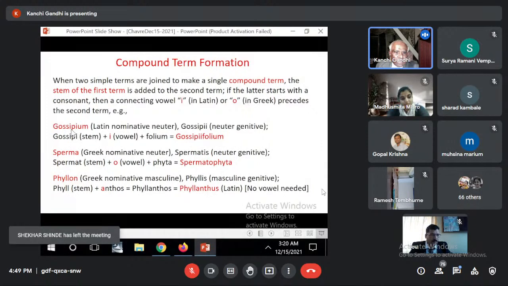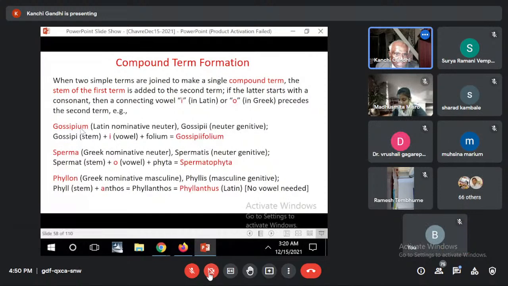Please take a look at this cotton genus name, Gossypium. The moment you see the UM ending, you already know it is neuter. How are you going to make it into the genitive form? I keep repeating, make it into the genitive form. You remove that UM and add an I. It becomes Gossypii, neuter genitive. It's given in the handout. In Gossypii, Gossyp is the stem. To it you add folia, leaf. Folium starts with the letter F, which is not a vowel, so you add I, because folium is a Latin term. Gossypiifolia. This is how you derive this closed compound word.